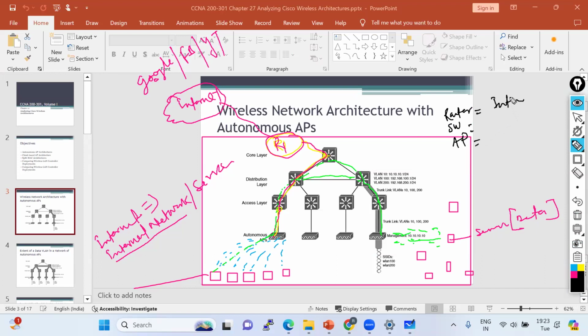So if you're having any internet connection, a router is a must. For an internal connection, you might not require any router if you're just trying to talk within the site. So this is how the architecture is going to look like.